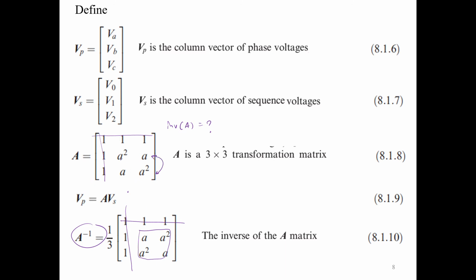This a square and a becomes on the third row, and a square turns to be in the second row. So the inverse is like this. Remember that if you deal with the inverse, if you want to find the sequence component, you have to deal with the inverse. And the inverse of the matrix will be multiplied by 1/3. Okay, this is the inverse.